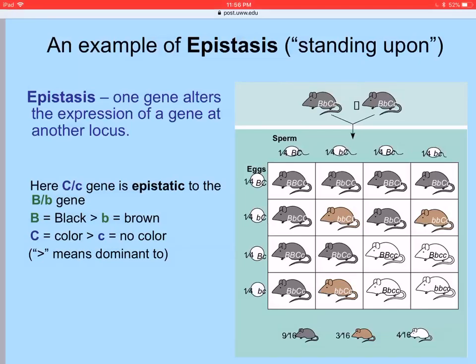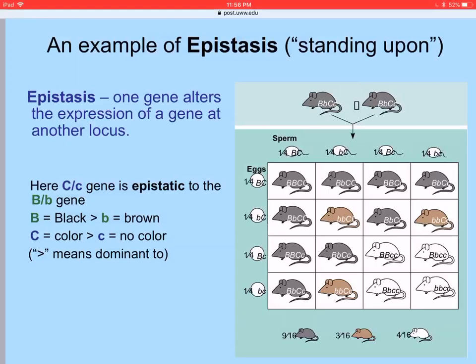Next, I want to talk to you about the pattern of inheritance that might again deviate from what your expectations are from the straightforward dominant recessive Mendelian genetics. And that is this idea of epistasis, which is where one gene alters the expression of a gene at another locus. And so in order to figure out what the phenotypes look like, you actually need information about the two different genes.